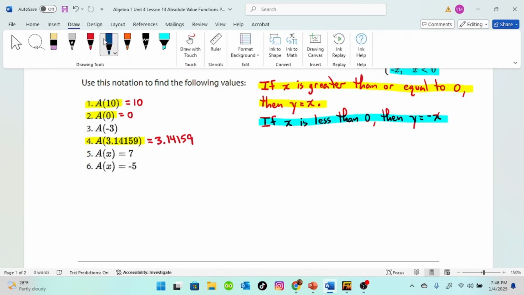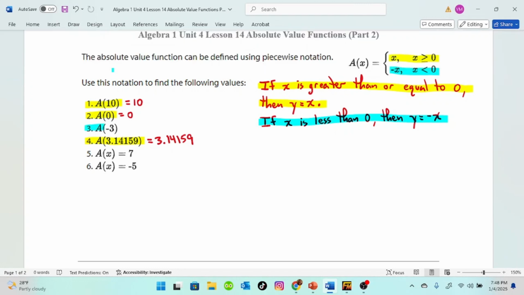So that would match up with number 3 here. In that case, if y equals negative x, and negative 3 is positive 3. Now we need to look at 5 and 6, because what they've done is they've given us y, and we have to figure out what the x was.